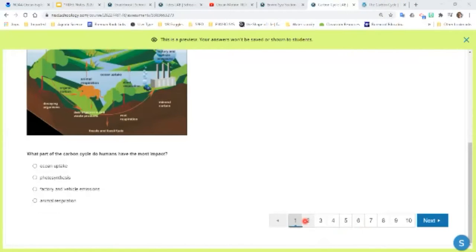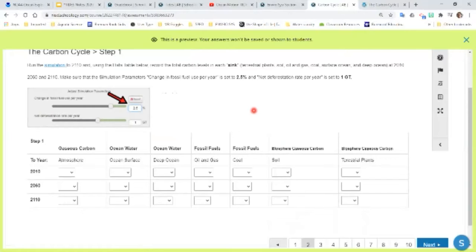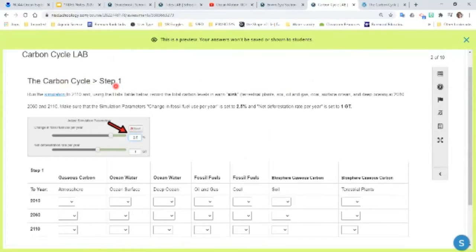Now, the second question, because that first question's way too easy, I'm going to let you do it. So this second one, we've got step 1. Sorry about that, guys. Okay, so this first one, we're going to do a simulation.